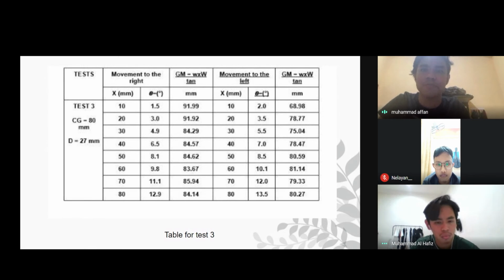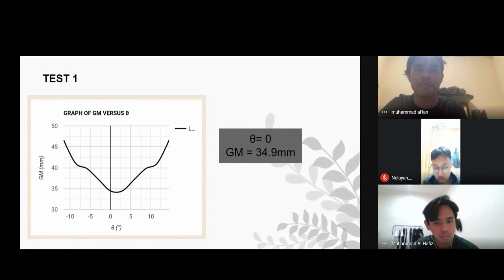and the question asked us to plot the graph of GM versus theta. Next slide. Okay, this one is the graph for test 1, GM versus theta, and when theta is equal to 0, the value of GM equals 34.9 millimeter. Next slide.